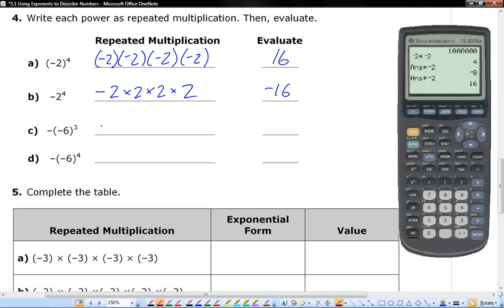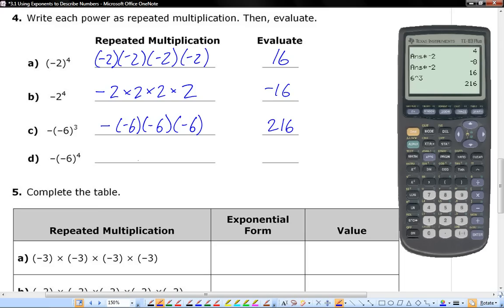Then we've got negative 6 times negative 6 times negative 6. So 6 times 6 times 6 is 216, and a negative times a negative times a negative is a negative, but it's the opposite of that, so it's positive 216.